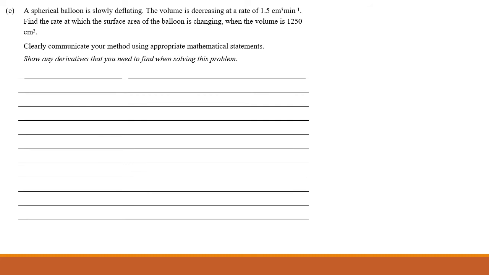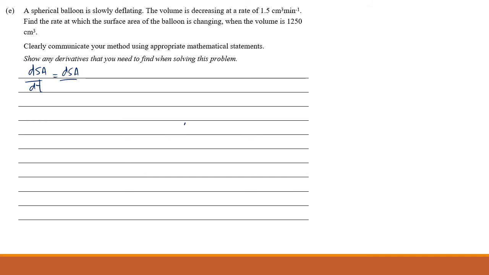Okay, so this is quite a cool one because it's a related rates of change question. So you are trying to find the rate at which the surface area is changing. So you're trying to find dSA over dt. Now we don't actually have the rate at which the surface area is changing. So how do we solve it?